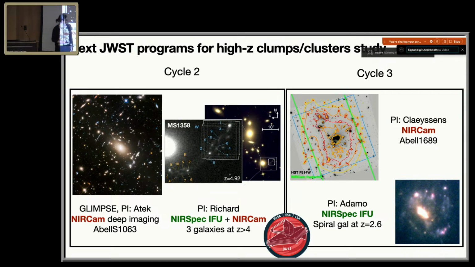So it's led by Johan Richard. And then we will get also in cycle 3 NIRCam images of this cluster, which produces very, very high magnification. And we are getting also MUSE data cube of the same cluster at the same time. And Angela Adamo is also leading NIRSpec IFU observation of this specific galaxy, which is in Abell 2744, to study the clumps in this face-on almost spiral galaxy at redshift 2.6. And thanks for your attention.